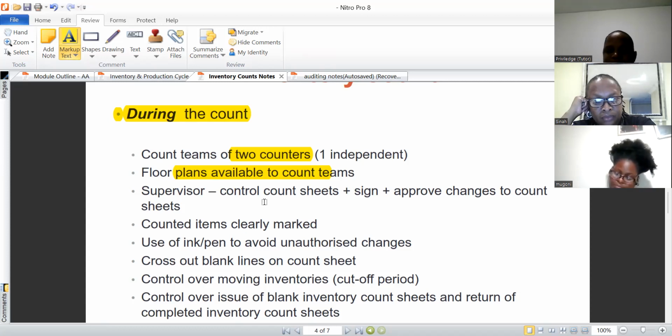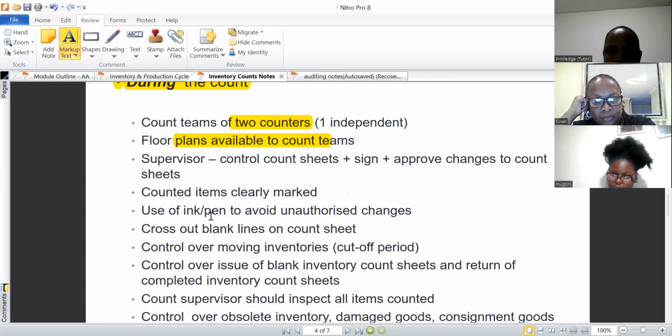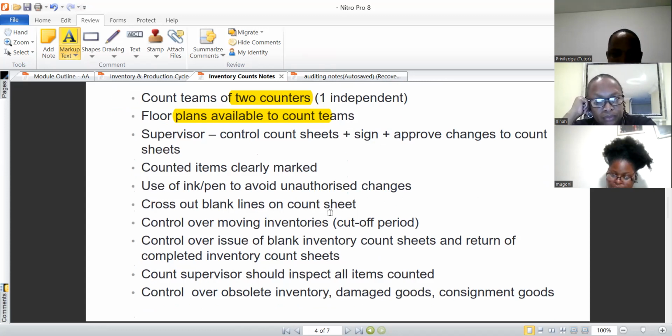Control over forms simply means that the supervisor is the one in custody of the count sheets that are being used. In other words, no counter should just easily have access to the count sheets at their disposal. It should be authorized by the supervisor. Counted items should be clearly marked. The use of ink or pen to avoid unauthorized changes can be deployed. Cross out blank lines on the count sheets.